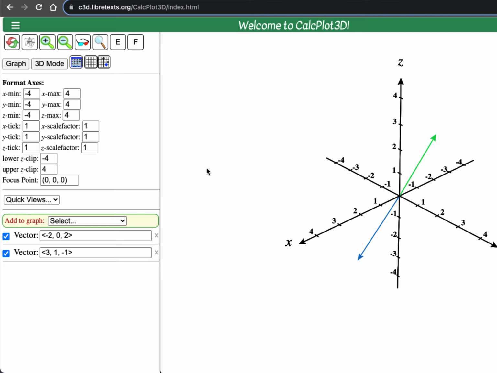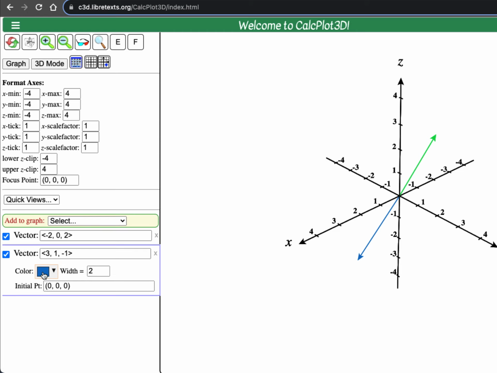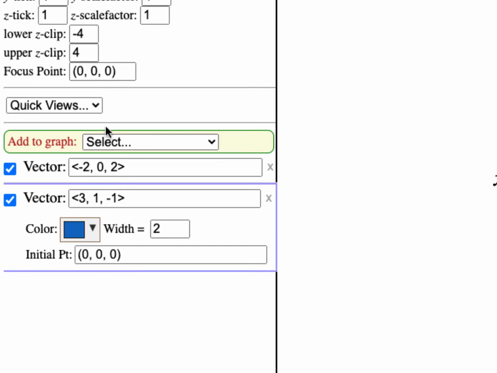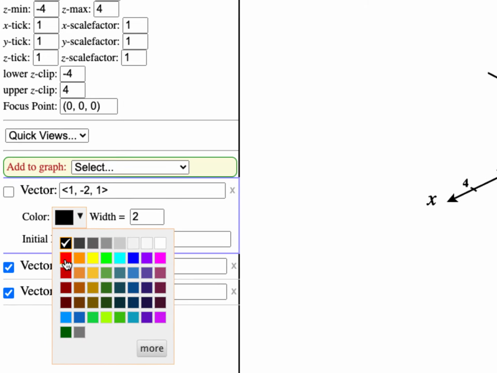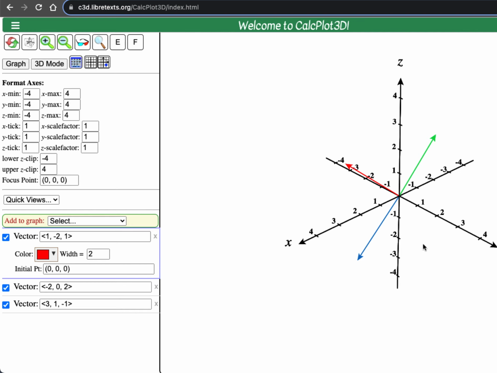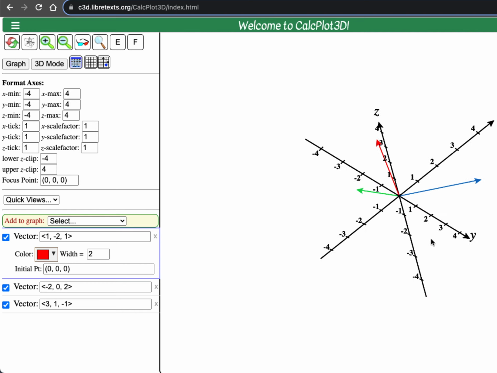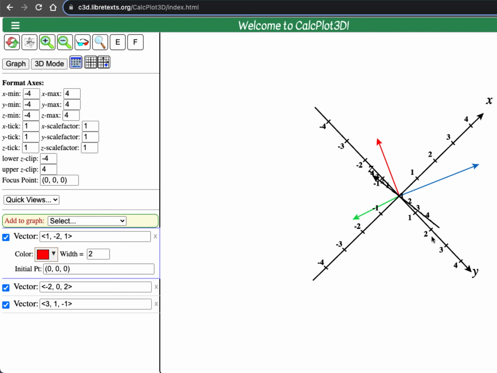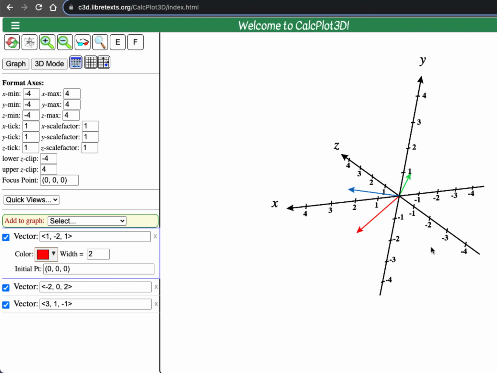Using CalcPlot 3D, I have graphed both of the given vectors u and v. V is the green vector, and u is the blue vector. Now let's enter our answer, or at least one of our answers. We found that 1, negative 2, and 1 is a perpendicular vector. Let's make it red, and then rotate this image around a little bit. So that red vector makes a right angle with the blue vector, and also makes a right angle with the green vector. It's perpendicular to both.